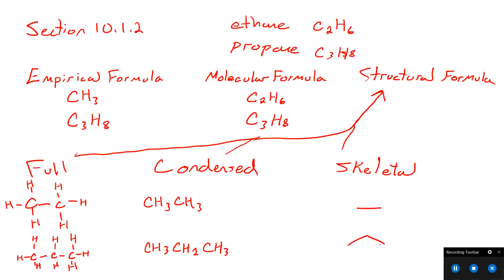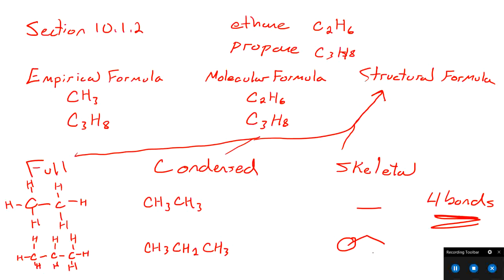So the important thing to remember with the skeletal structure is that each intersection of two lines, or the end of a line, represents a carbon. Carbons always have 4 bonds. Okay, so since carbons always have 4 bonds, however many lines are not there, that's how many hydrogens are on the carbon atom. So for example, this carbon here would have 3 hydrogens coming off of it because it currently only has 1 line or 1 bond to another atom shown.